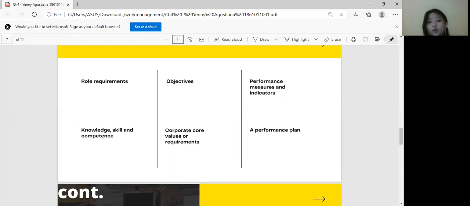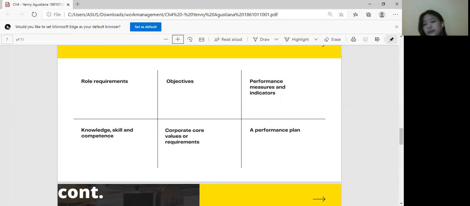And after that, corporate core values or requirement: the performance agreement may also refer to core values of the organization for quality, customer service, team working, or also employee development and etc., which individuals are expected to uphold in carrying out their work. And after that, a performance plan is a work plan that specifies what needs to be done to improve the performance, like the action itself.